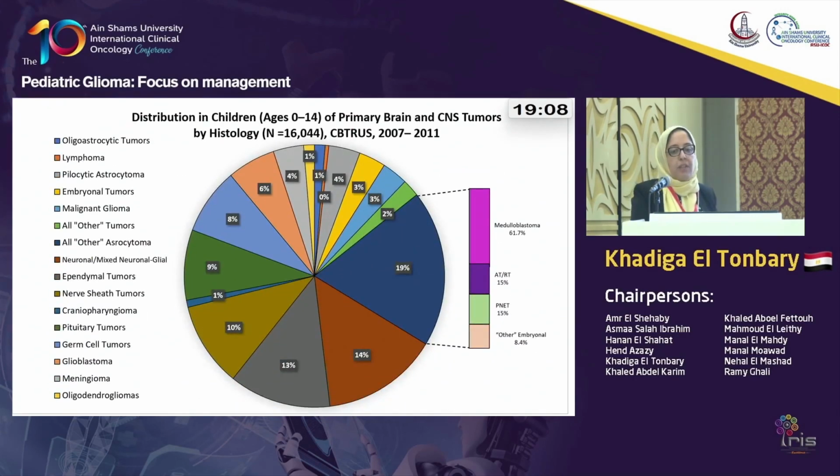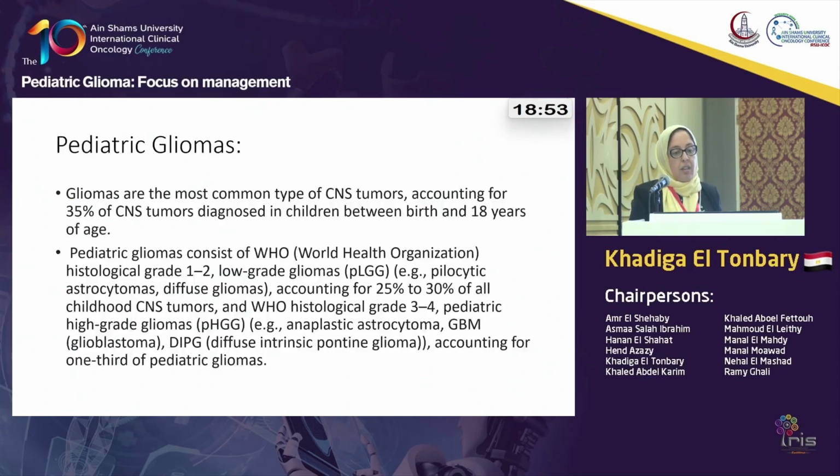This is an old classification, from the US, of pediatric brain or CNS tumors. As we can see, medulloblastoma and atypical teratoid rhabdoid tumors, and pilocytic astrocytoma about 4 to 8%. As we mentioned, they are the most common form of CNS tumors, accounting for about 35% of CNS tumors diagnosed in children between birth and 18 years, which is the age group we usually treat.